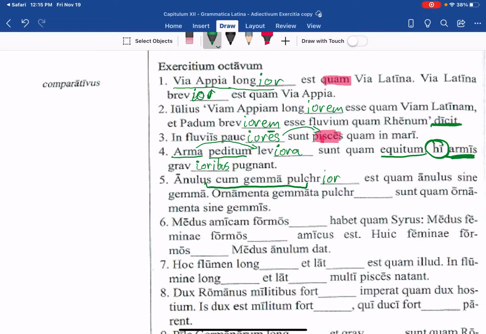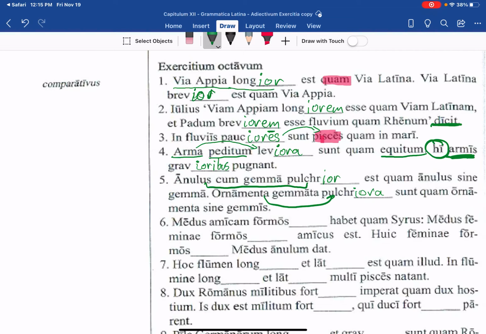Ornamenta gemmata pulchriora sunt quam ornamenta sine gemmis. And here pulchriora is modifying ornamenta. The ornamenta, the gemmed ornaments, are more beautiful than those without gems.